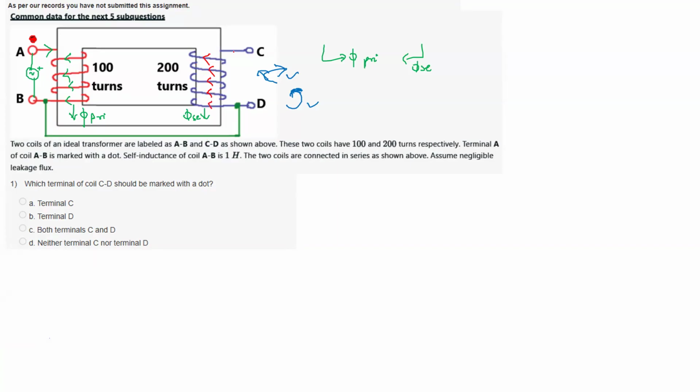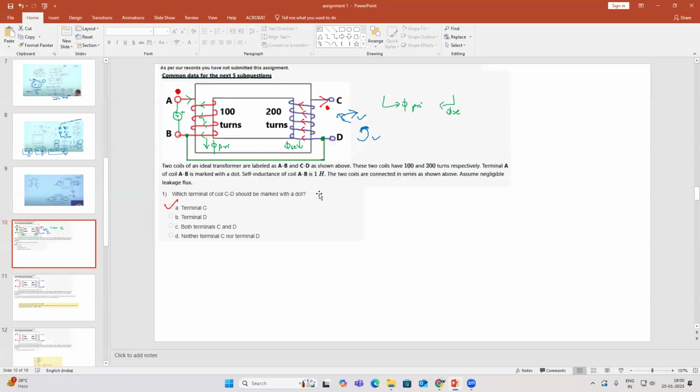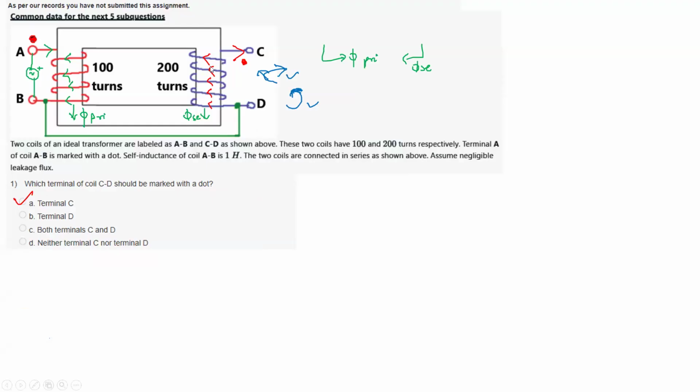Clockwise means the current is coming out from the C terminal. So if the current is coming out of the C terminal, the dot has to be here. Is it clear? This is exactly the same thing which we discussed right now. So the dot has to be on the C terminal. This was a very simple question. If you have understood Lenz's law properly, you can easily solve these kinds of questions. This is how you can find the current direction, and from the current direction, you can find the dot polarity.